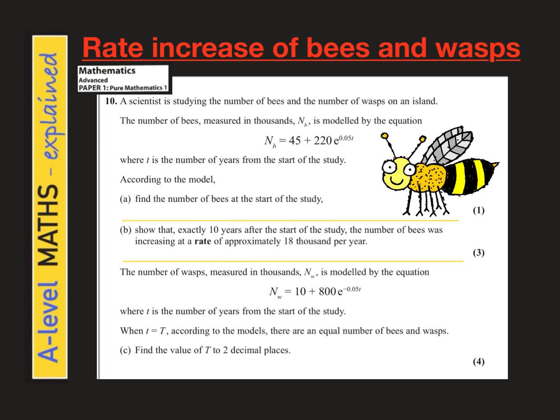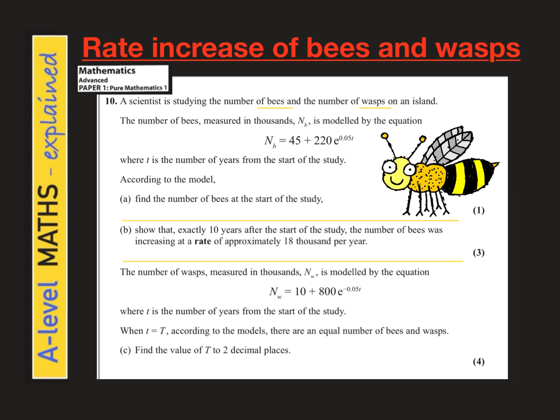So we have a scientist who's studying bees, and he's also studying wasps on an island. And the number of bees, measured in thousands, naturally, is modeled by this equation, which is 45 plus 220, and it's an exponential equation, where t is the number of years from the start of the study. Now, all we need to do is find the number of bees at the start of the study. At the start of the study means that we're looking at time equal to 0.